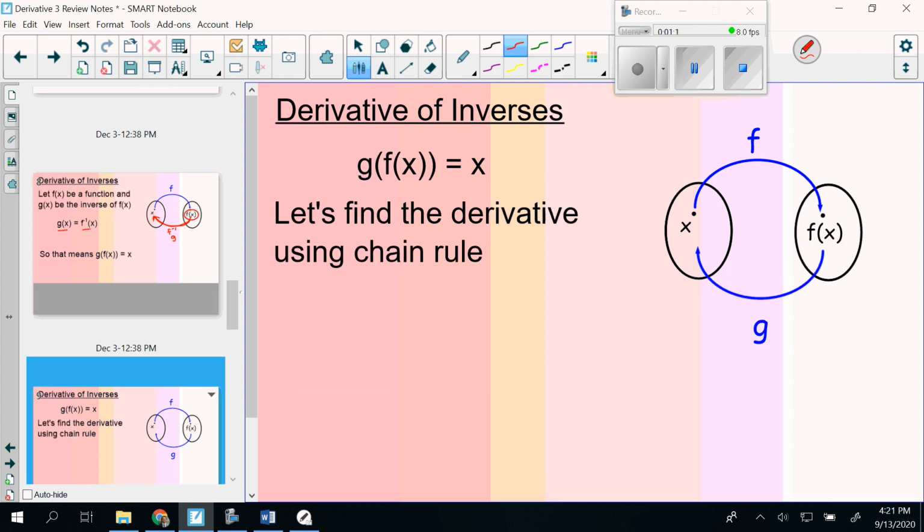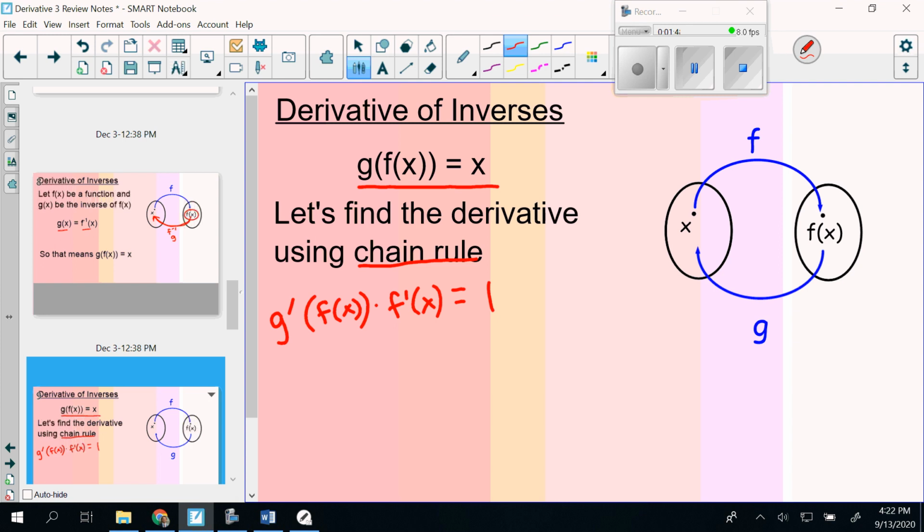So we're going to take that statement, g at f of x equals x, and we're going to find the derivative of that. The right side's super easy. The derivative of x is just 1. The other side, though, we are going to have to do some chain rule. So remember when you do chain rule, derivative of the outside, which is g, leave the inside alone here, so we're not going to touch f of x, and then times the derivative of that inside function. Well, the derivative of the inside would be f prime at x.